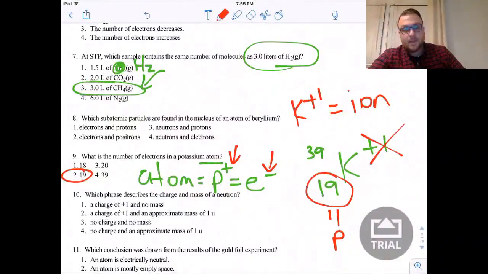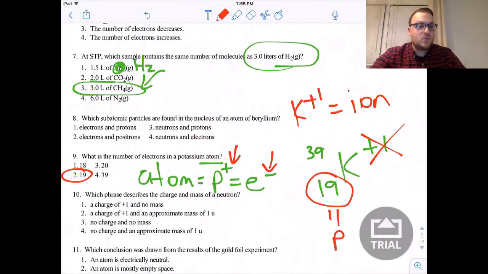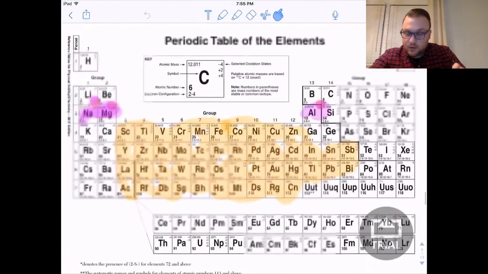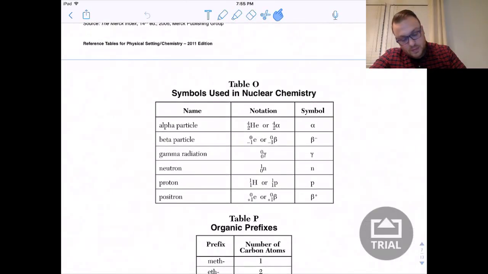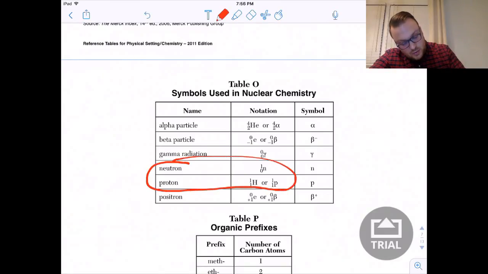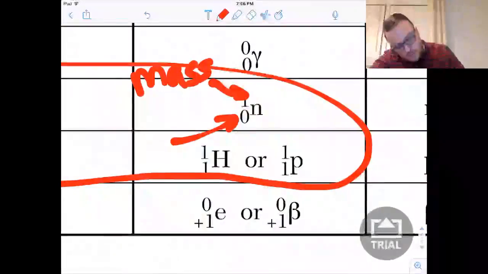Take your time and really make sure you understand the difference between atoms, ions, atomic number, atomic mass, protons, neutrons, and electrons. If you look at the reference table, be careful, but if you go to table O, they have protons and neutrons here, where you can see that the neutron has a mass but no charge. I encourage you to use this.